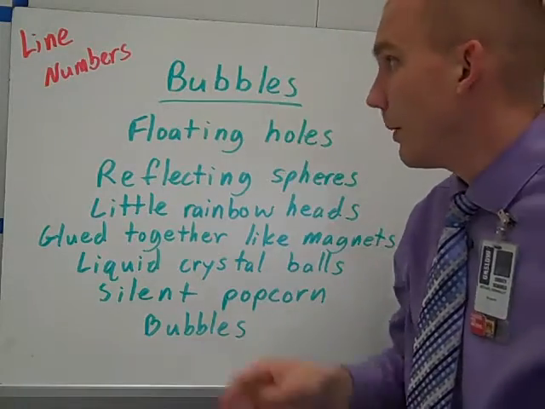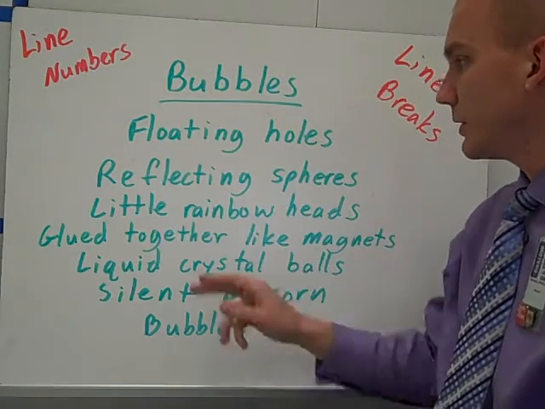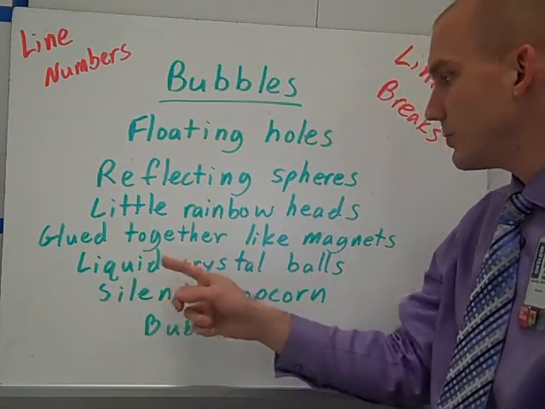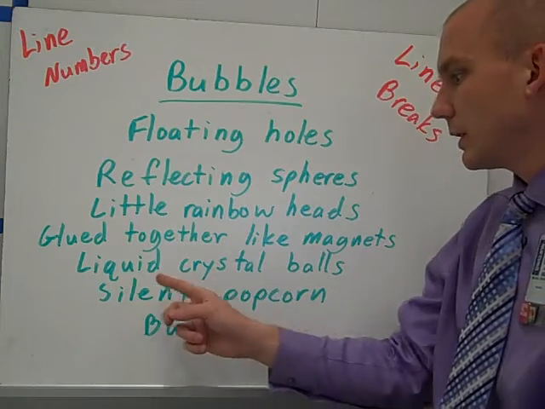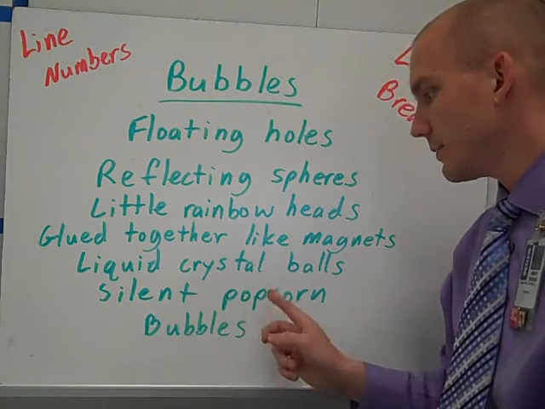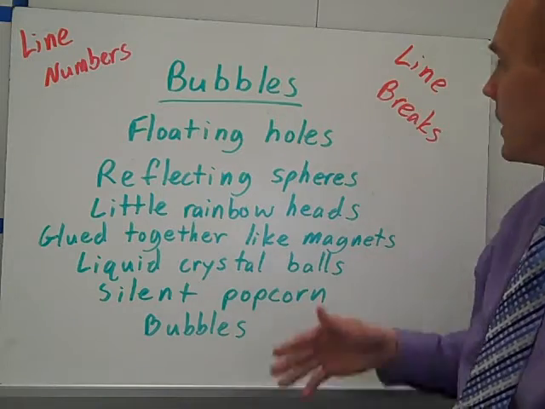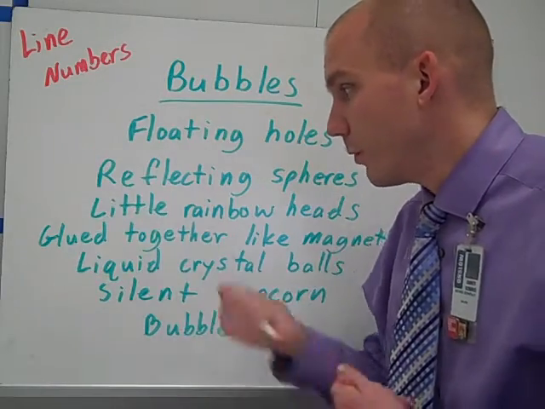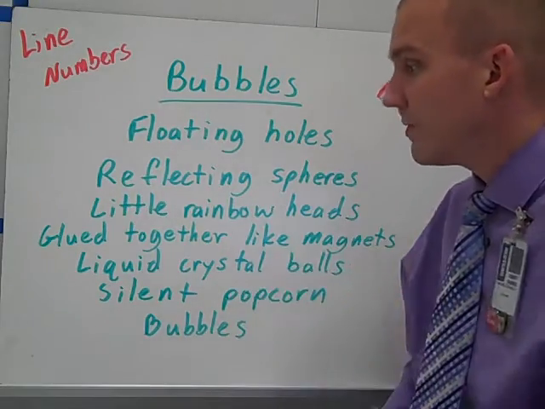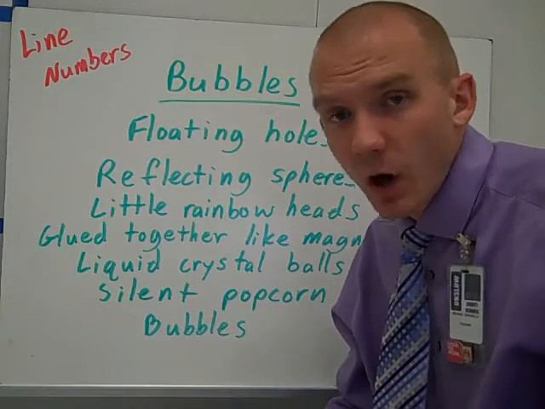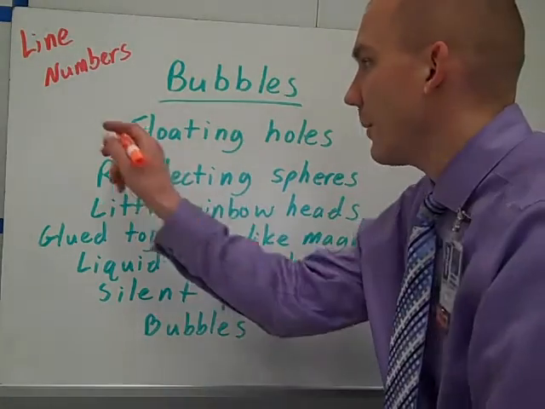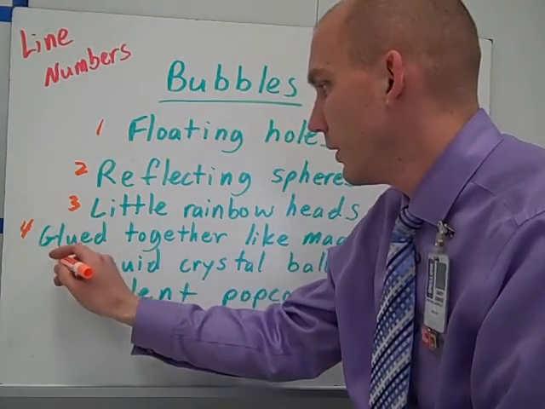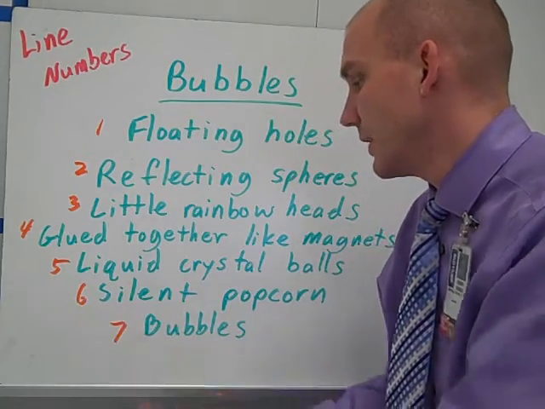This poem's titled Bubbles. Floating holes, reflecting spheres, little rainbow heads, glued together like magnets, liquid crystal balls, silent popcorn, bubbles. I want to point out that all poems have line numbers. They may or may not be written on a poem, but you might have to figure out, oh, in line 4, what is it talking about? Well, always start at the top, and it just goes 1, 2, 3, 4, 5, 6, 7, and so on.